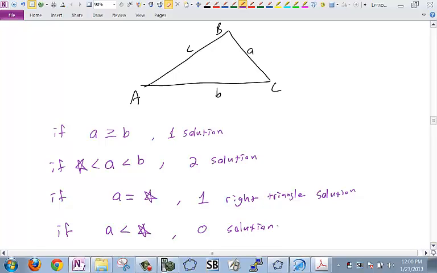So now the question becomes, what is star? Well, let's think about this. If the opposite side is the perfect length, star, then what type of triangle do we have? Right triangle, specifically where this angle right here is our 90-degree angle. Somebody solve for star in terms of A and B.